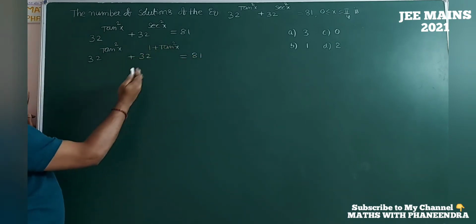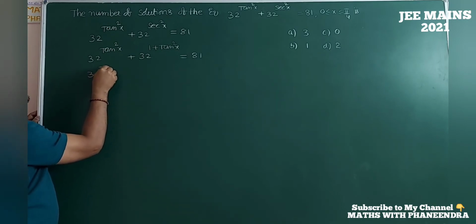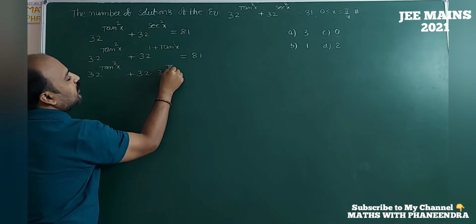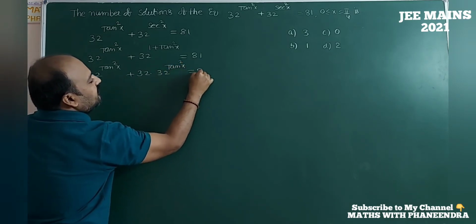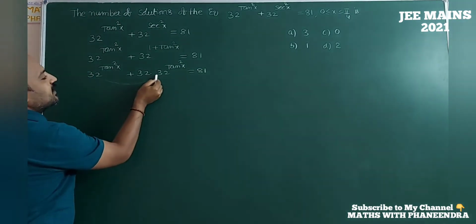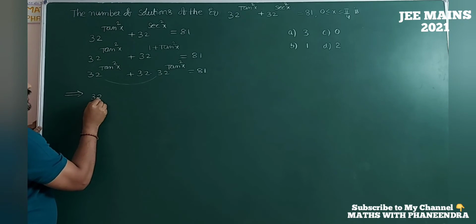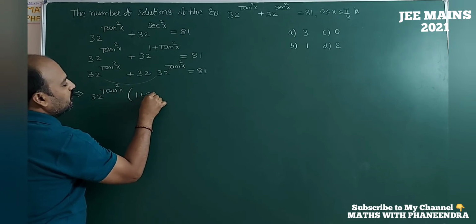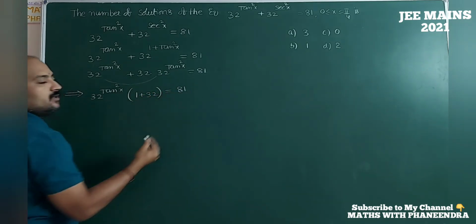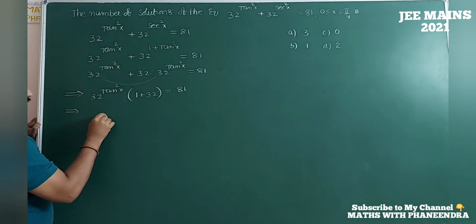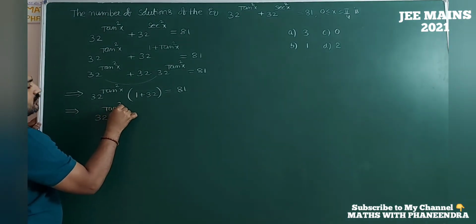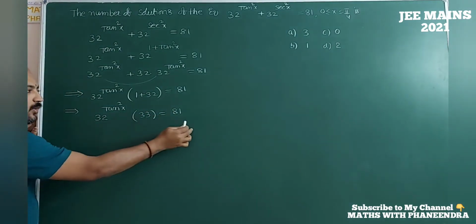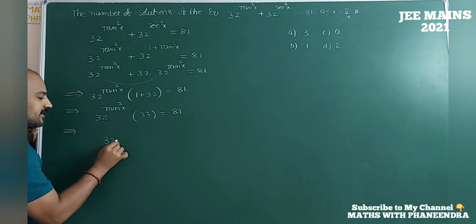A power m plus n is a power m into a power n. So 32 power tan square x plus 32 into 32 power tan square x is equal to 81. So take 32 power tan square x common from here: 32 power tan square x into 1 plus 32 is equal to 81. That implies 32 power tan square x into 33 is equal to 81. So 33 we can take to that side.